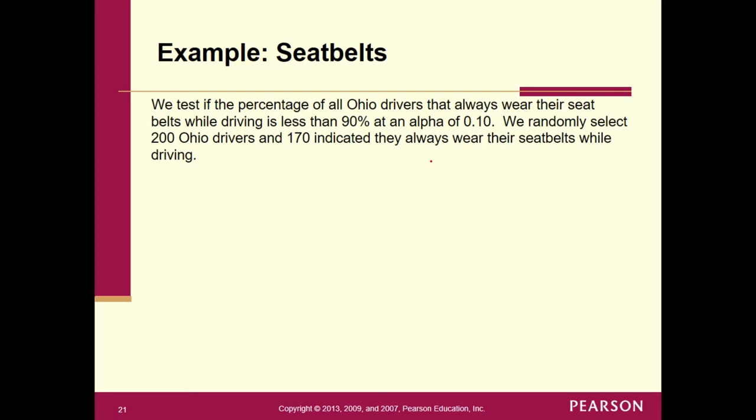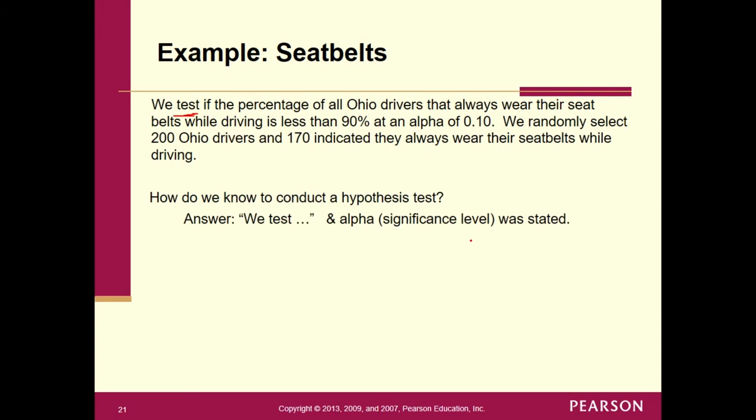So we test if the percentage of all Ohio drivers that always wear their seatbelts while driving is less than 90% at an alpha of 0.1. So notice I can make alpha into a percentage or a decimal. We randomly select 200 Ohio drivers and 170 indicated that they always wear their seatbelts while driving. Okay, how do we know that we're conducting a hypothesis test? Well, once it says we test, okay, that's pretty much telling you we're conducting a hypothesis test. We're not constructing a confidence interval. And the significance level was clearly stated. Okay.